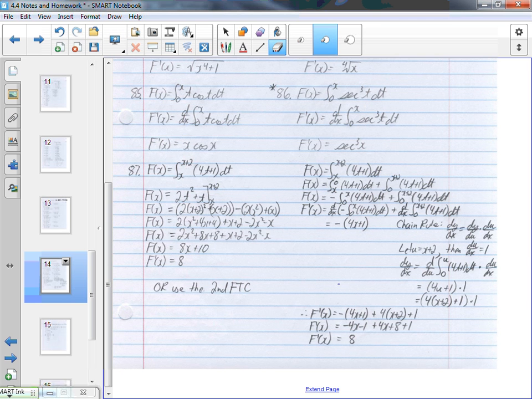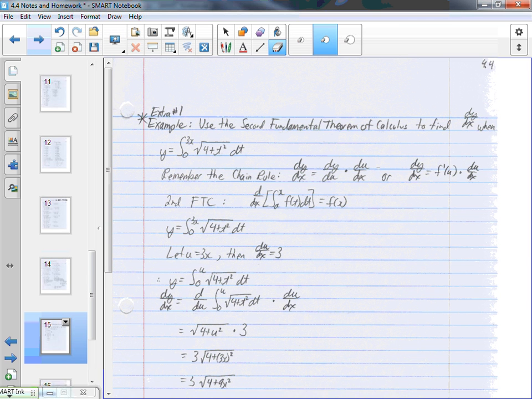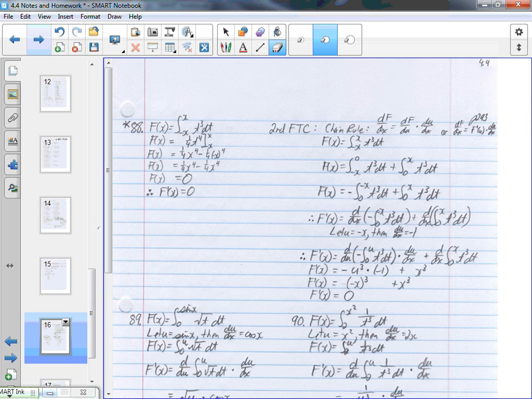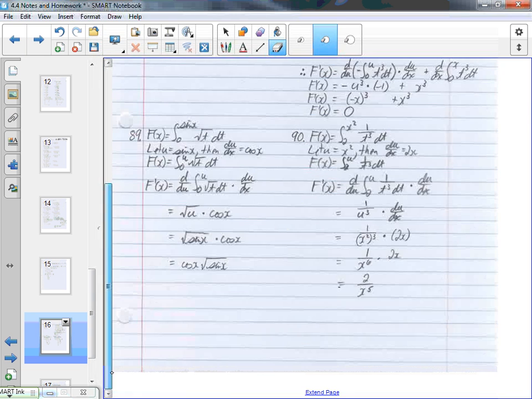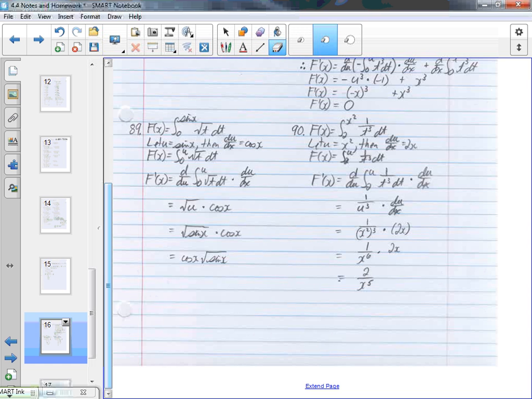89. All right, let's see. On number 89. What are we doing here? We're finding capital F prime of x again. So now this one, I think I do want to use the second fundamental theorem of calculus because the lower limit of integration is a constant, so it's tailor-made for it. I'm going to have to chain rule it though, okay?